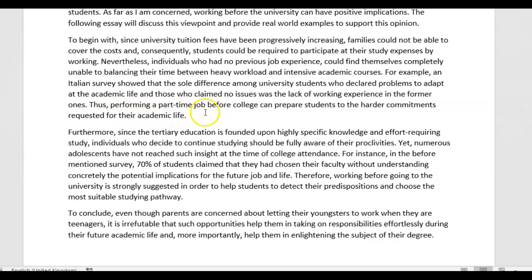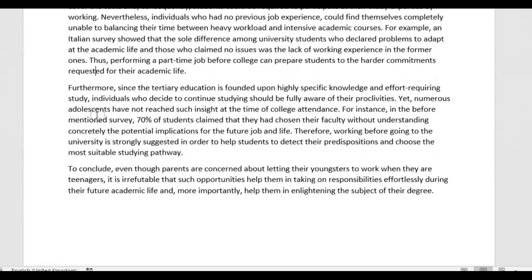Thus, performing a part-time job, no, you don't perform a job. You have a job, you do a job, you do other things, but not perform. Before college can prepare students to the harder commitments requested, and here you need to say required in their academic life, not requested.